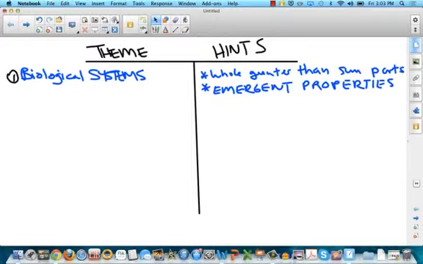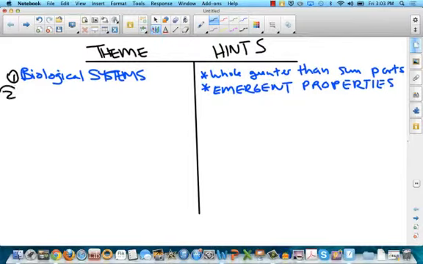Just like you can have a skin cell, and if you put a whole bunch of skin cells together, it's going to form skin tissue, and skin tissue protects your body from the external environment, where a single skin cell could survive, but is not going to protect you from the external environment. So, biological systems: the whole is greater than the sum of the parts, and emergent properties.